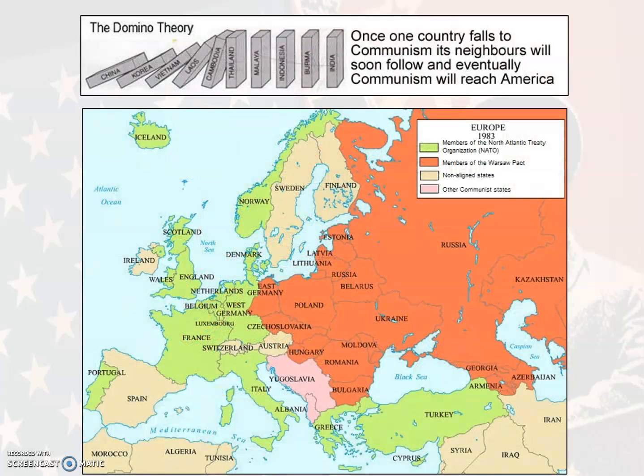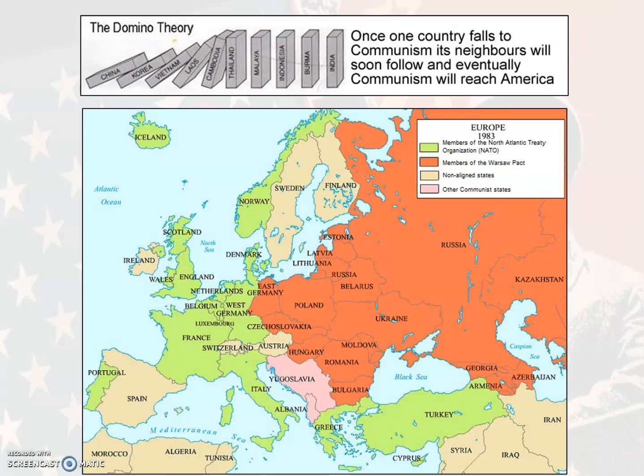Remember, we had the domino theory, which stated that once one country falls to communism, its neighbors will soon follow, and eventually communism will reach all the way to America. And the diagram here, the picture, it shows China had become communist, Korea was going that way, Vietnam, Laos was leading that way, Cambodia a bit, and the next stop was Thailand, Malaya, Indonesia, Burma, so it's Myanmar, and India, and eventually going all the way to the United States.